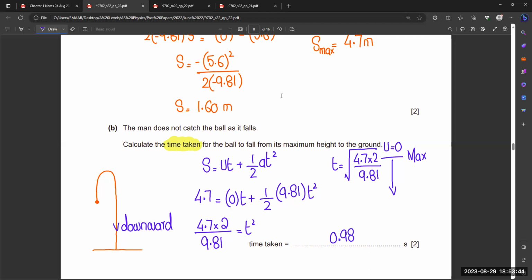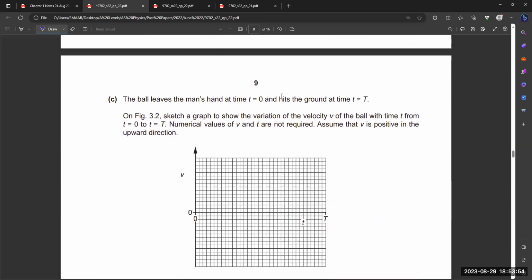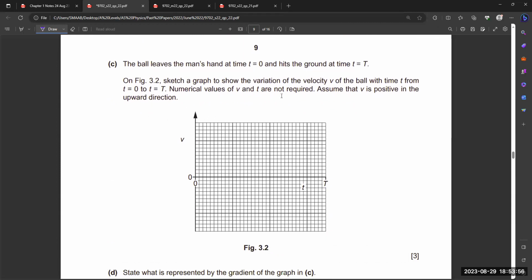So this is the time for the distance traveled by the ball from the maximum height to the ground level in downward motion. And the next part shows you the graph. In this graph, the ball leaves the man's hands at time t equals 0, so we need to start from t equals 0, and it hits the ground at time capital T.